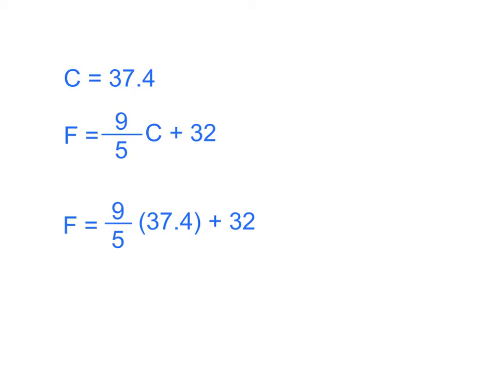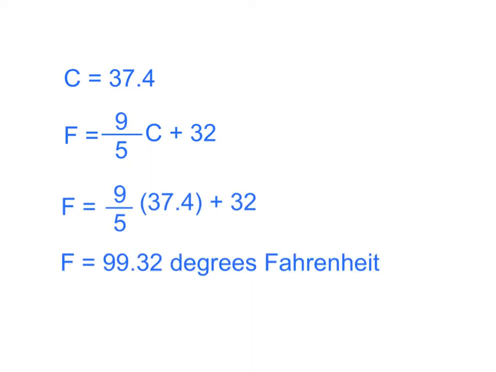Now, in order to run this through your calculator, you start with your calculator and put 9 divided by 5, because a fraction means to divide. So 9 divided by 5 multiplied by 37.4 plus 32. And you can key this in all at once. When you hit equal, you should get 99.32, and that is our answer in degrees Fahrenheit.